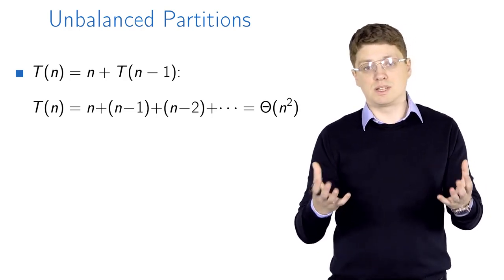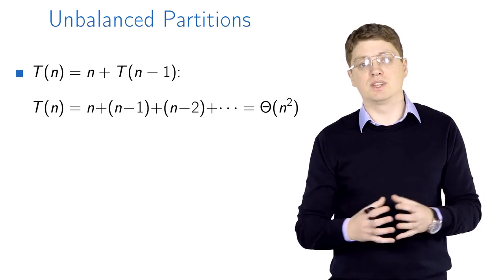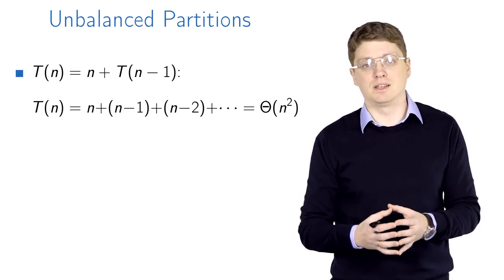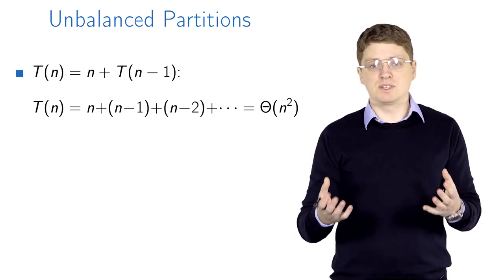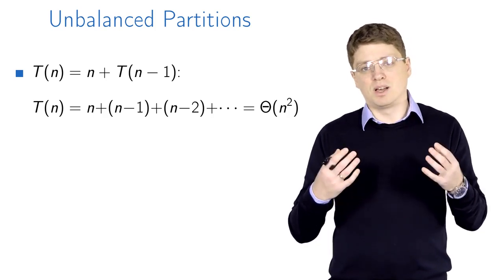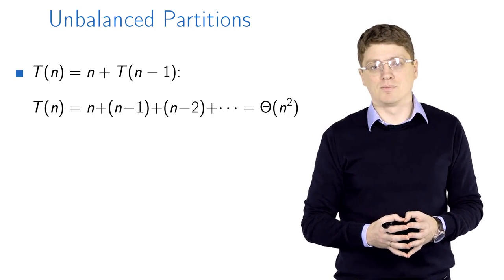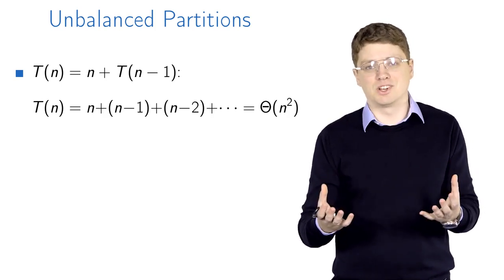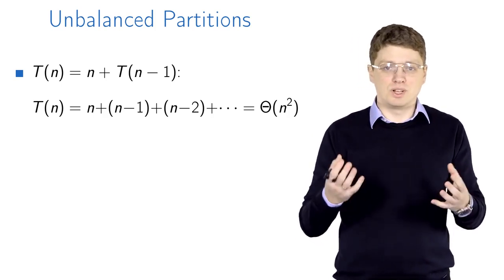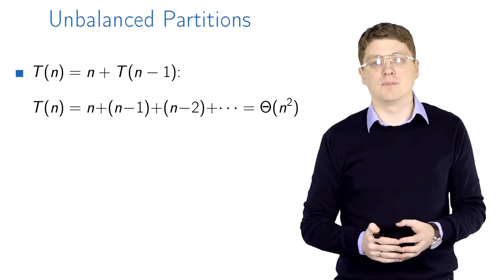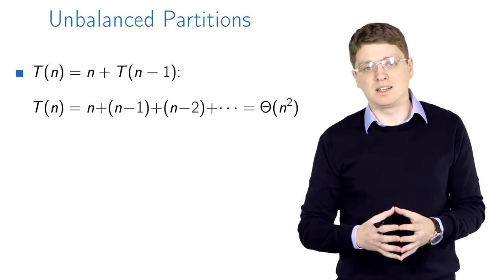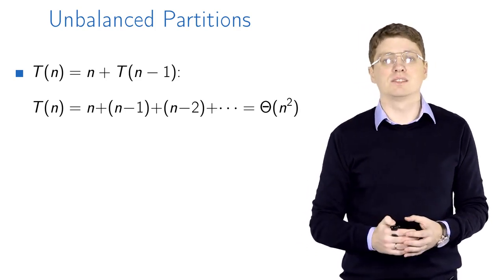We know this sum already. This is an arithmetic series, and we know that it grows quadratically, which gives us something strange. Our quicksort algorithm works in quadratic time, which means that it is not quick actually, right? Well, we will resolve this issue later. Now let's consider a slightly different case.